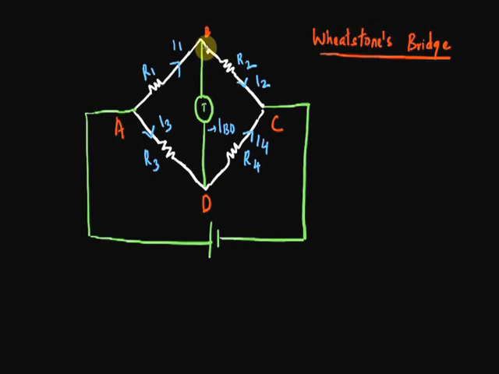Now, what would happen if the current flow through my galvanometer is zero? What can we say about points B and D? If there's no flow of current between two points, then those two points must be at the exact same potential, right? Because even if a slight potential difference exists between two points, it will cause some current flow. So when the current through BD is zero, the potential across BD is also zero.